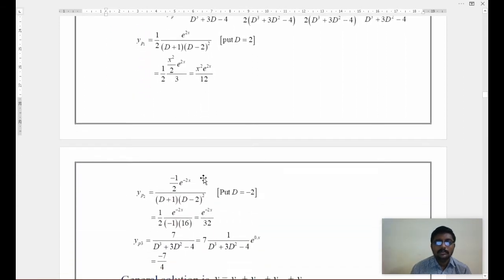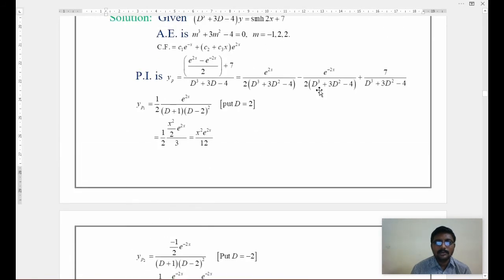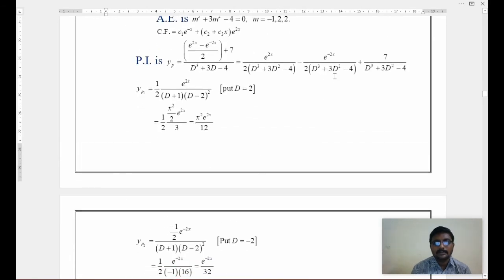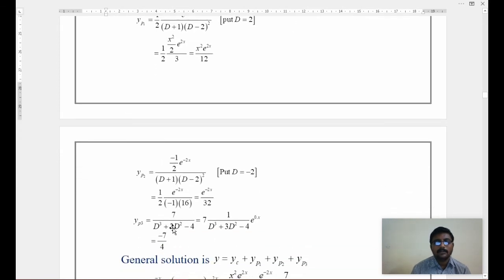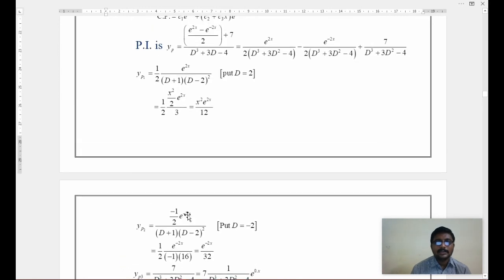Now e power minus 2x by 2 into D cube plus 3D square minus 4. Again we have to write the denominator expression as (D plus 1) into (D minus 2) whole square. Now putting D equal to minus 2, in both of the expressions we can replace D equal to minus 2 clearly. Simplifying, we are getting yp2. And the last one is 7 by D cube plus 3D square minus 4.